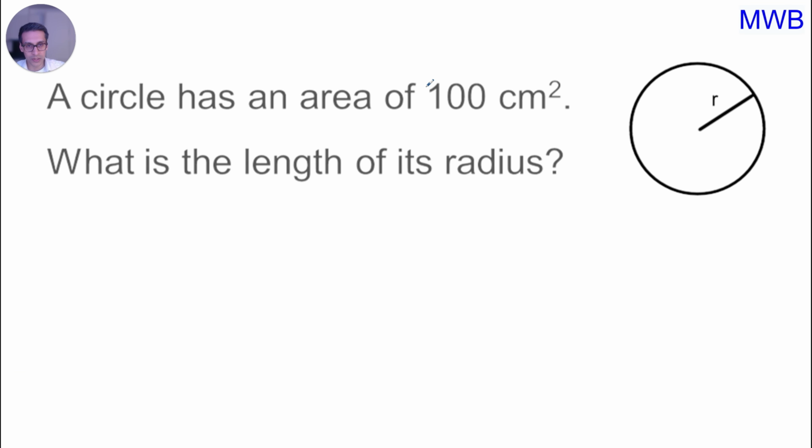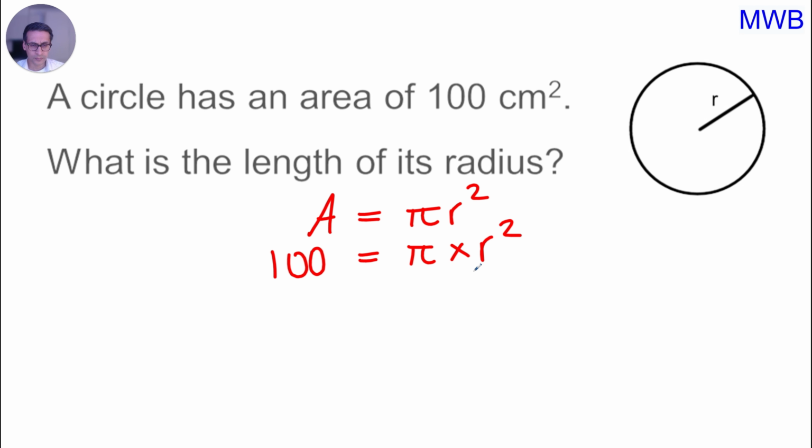Okay, next example. Now this time we don't have pi to deal with, so we may need to use a calculator here, potentially. Now we know the area of this is 100 centimeters squared, so area equals pi r squared. So 100 is equal to pi times r squared. Now we can't cancel pi's out because there's no pi on the left hand side. So we're going to divide both sides by pi. Divide by pi. When you do that, these pi's cancel out and we're left with 100 over pi is equal to r squared.